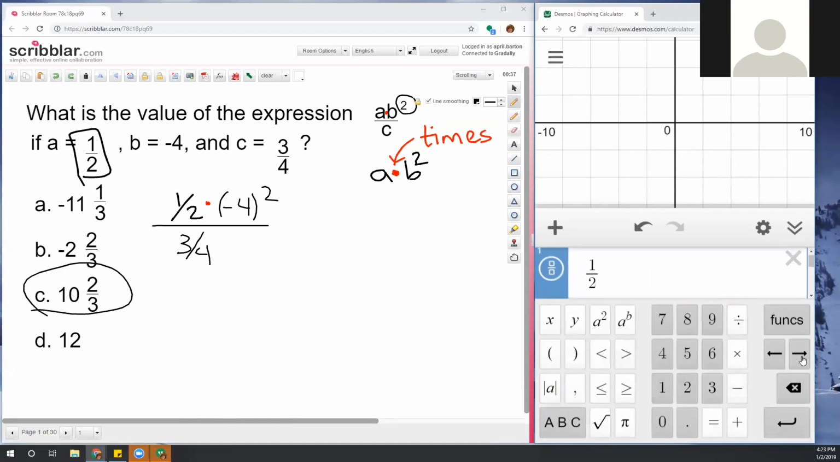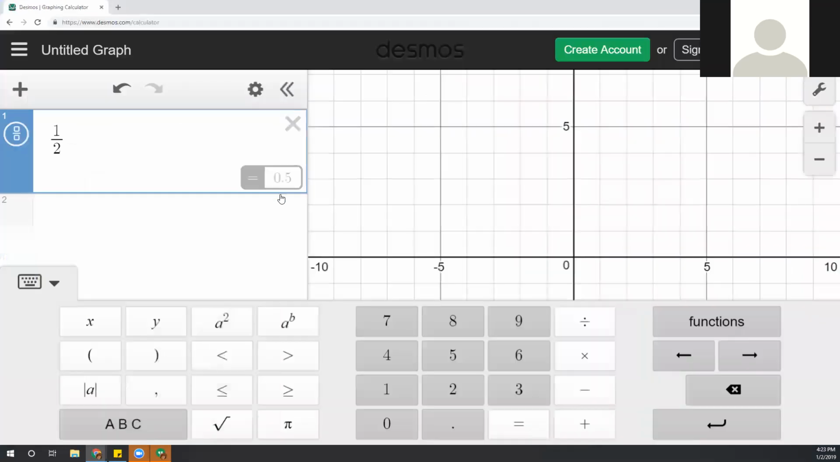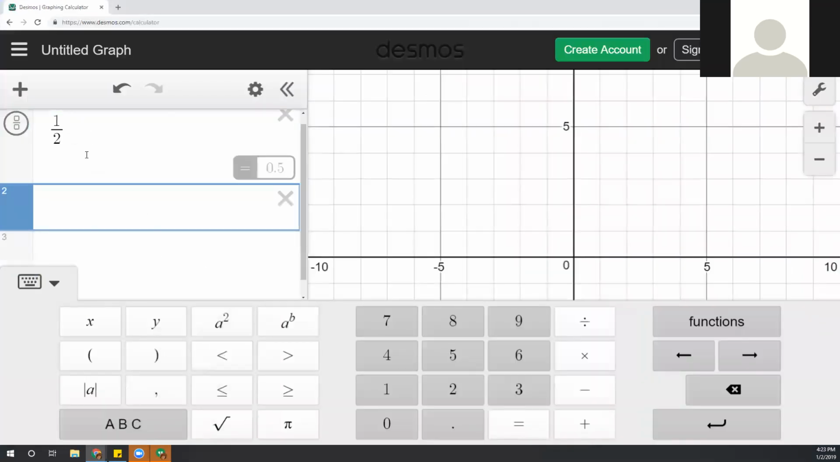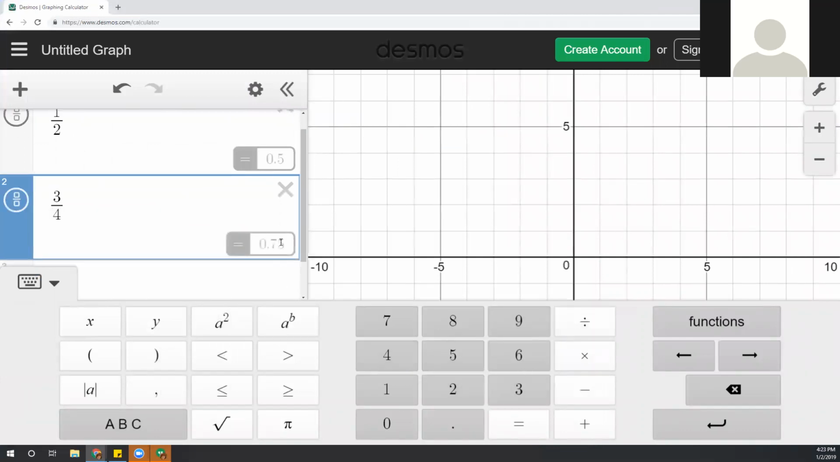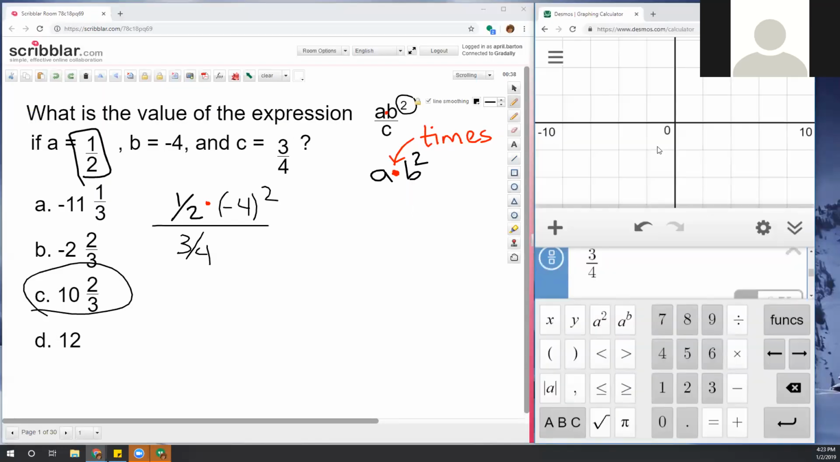Say, well, 1 divided by 2, that is 0.5. And if you wanted to do a second line, so you could see them both at once, 3 divided by 4 is 0.75. We could have used that instead. We could have done 0.5 times -4 squared divided by 0.75, and you'd get the same answer.